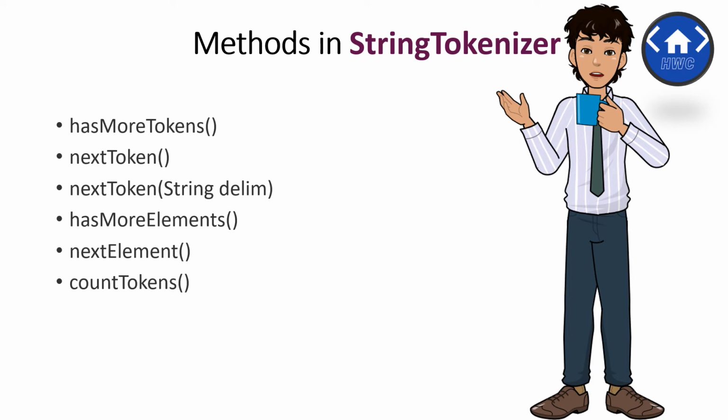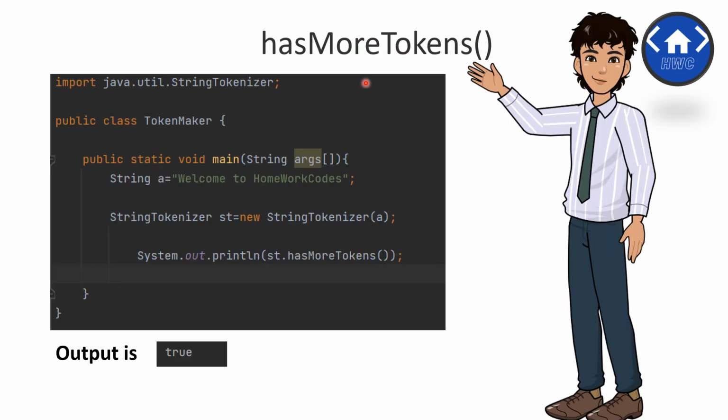So these are all the methods available in the StringTokenizer class. The first ones are hasMoreTokens, nextToken with a parameter, hasMoreElements, nextElement, and countTokens. The first one, hasMoreTokens, returns a boolean value, true or false. It checks for the token. If it has a token, then it will print true. If it does not have any token, then it will print false.